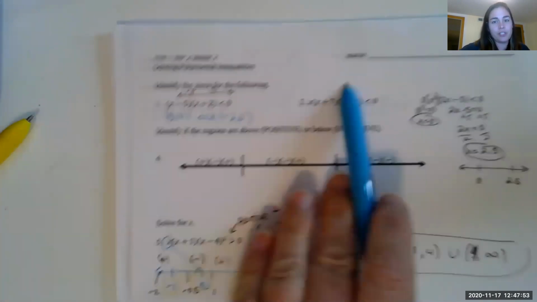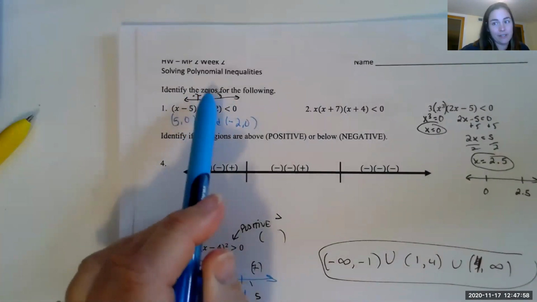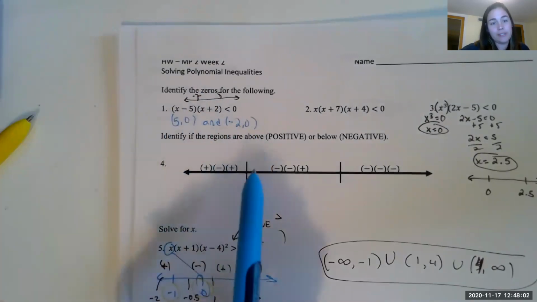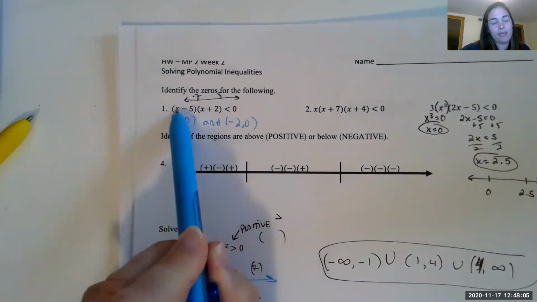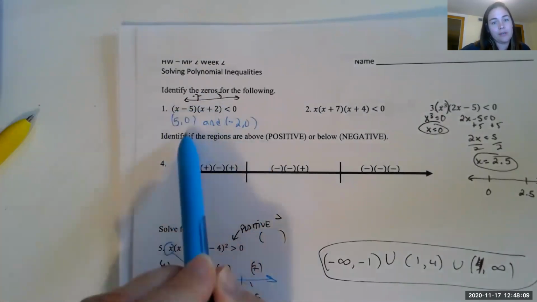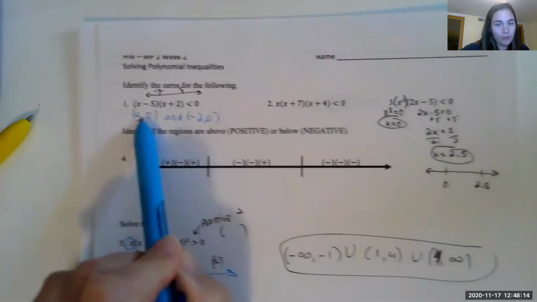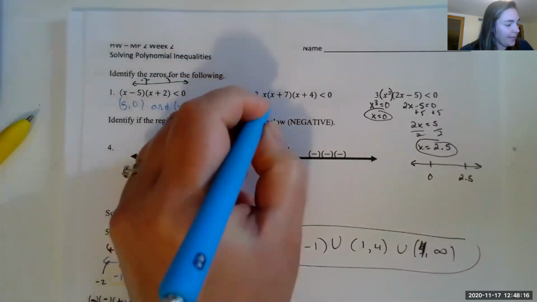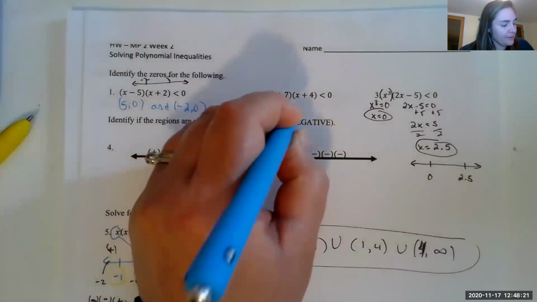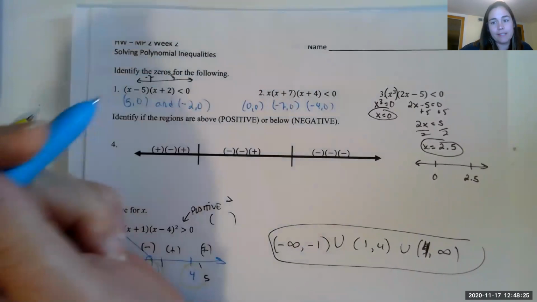So questions 1, 2, and 3 just say to identify the zeros. Remember, zeros are just x-intercepts, and x-intercepts are what make the expression equal to 0. So for number 1, because the expression is in factored form, we can say that the zeros are 5 and -2. Those are the x-intercepts. With number 2, we have x here, so (0, 0), (-7, 0), and (-4, 0). These are the x-intercepts or the zeros of this expression.